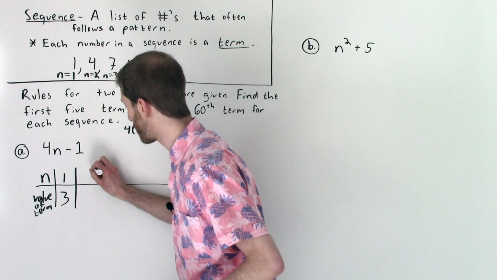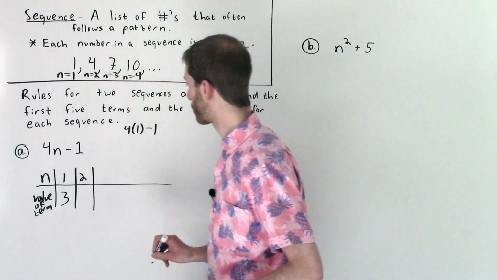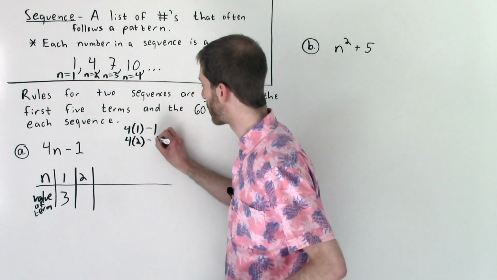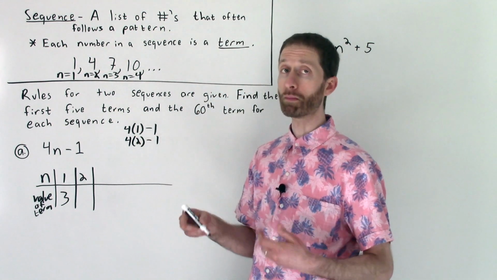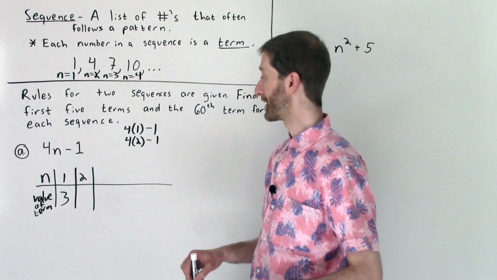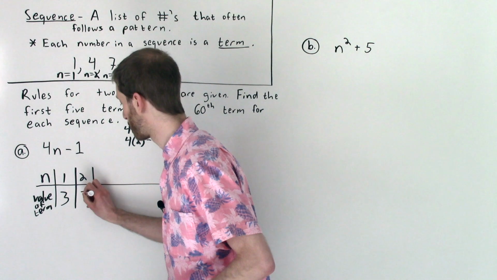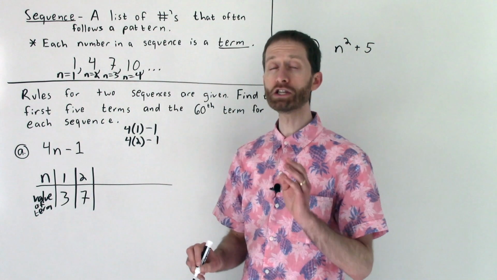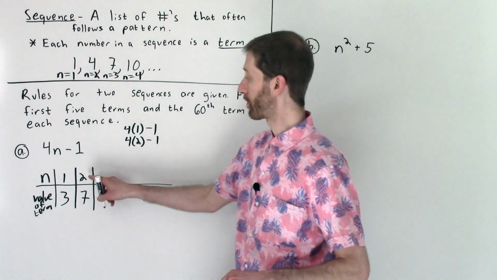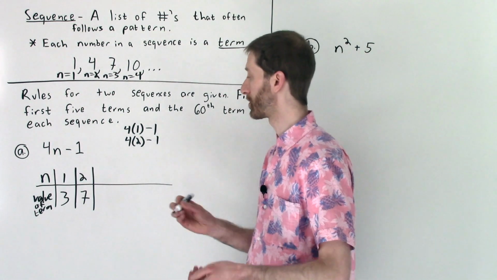I'm going to do the same thing now. I'm going to input 2, right? Very simple. So I'll do 4 times 2 minus 1. This is our second term. We multiply every term by 4 and subtract 1. So 4 times 2 is 8, minus 1 is 7. And I should say we multiply the number that the term falls at, whatever that n value is, by 4, then subtract 1.